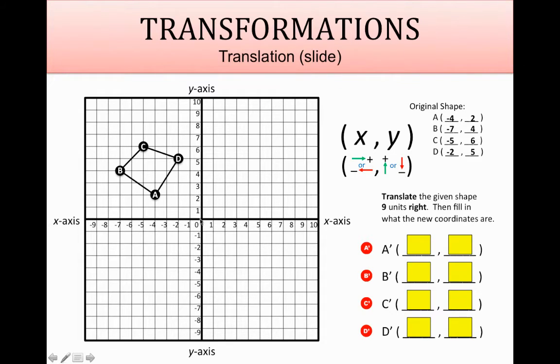For C, that'd be -5 to the left and then 6 up. That's where C is. And D is -2 to the left and then 5 up. And there you go.